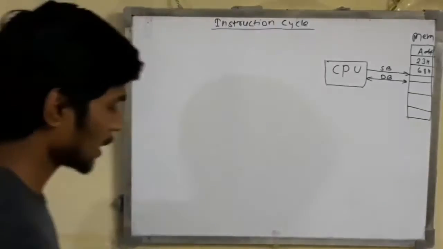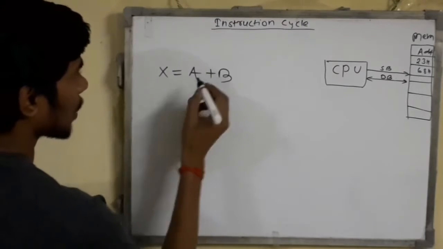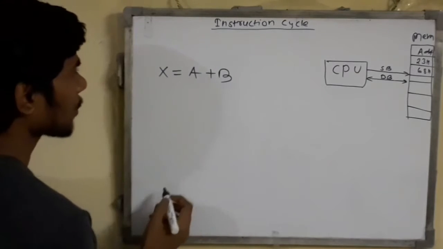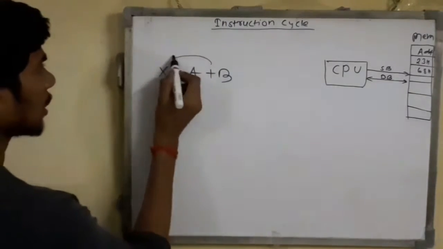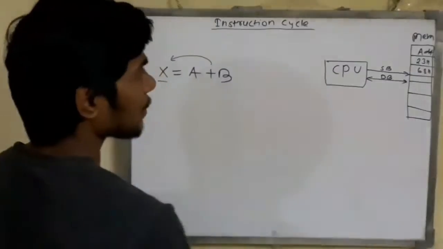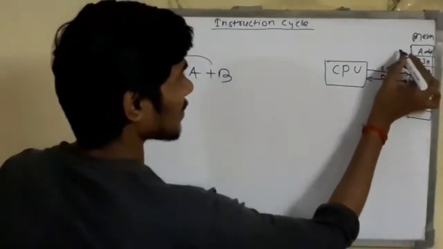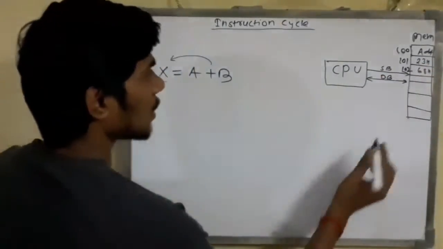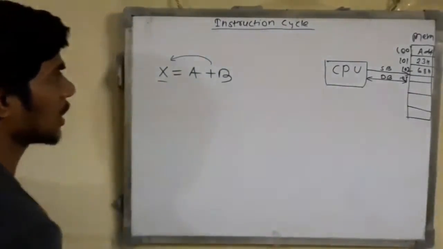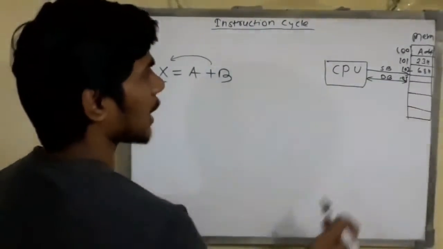We are going to take the simple example of x equals a plus b. We have to perform addition on a plus b and store the value at location x. Let's suppose there is a memory here, and at location 100 the instruction add a and b is present. Let's say a has value 23 and b has value 68. H stands for hexadecimal value.